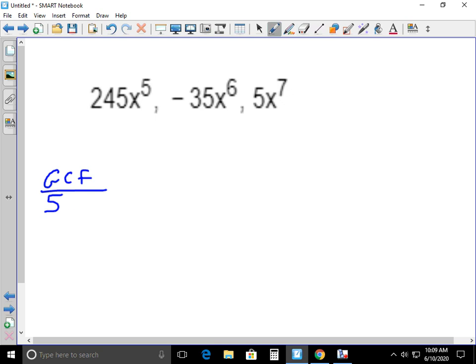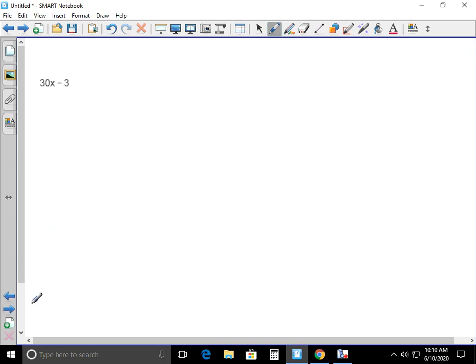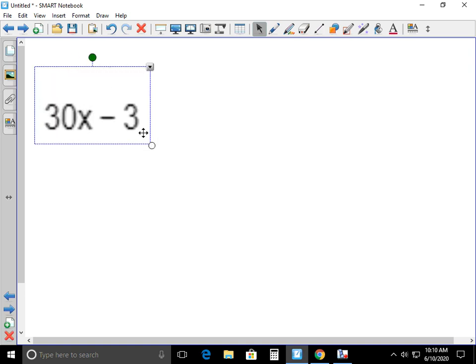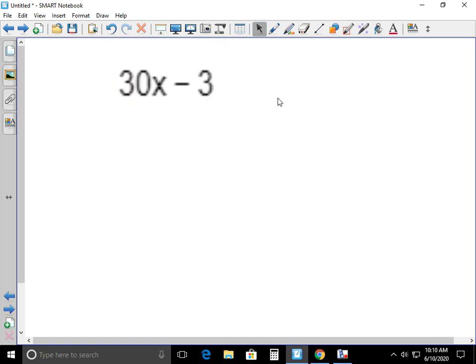Then look at our x's. So how many x's do they have in common? They all have at least 5 x's. Some of them have more, but they all have at least 5. So that's our greatest common factor, 5x to the 5th. And hopefully, as we do some of the rest of these problems, it'll also make our common factors make even more sense.